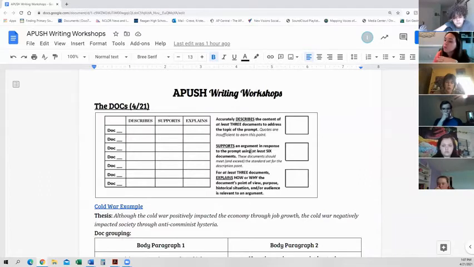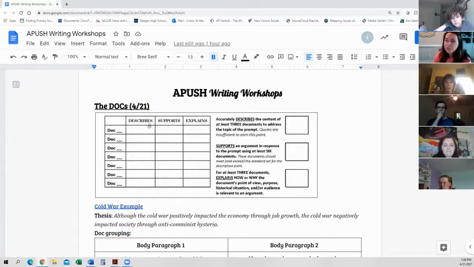Okay. So if we zoom in on how the documents can earn you points, the most difficult point to earn is the supports point. I think maybe 2 students on the Cold War DBQ earned the supports point, which is this middle one. It's difficult, especially if you struggle with the thesis statement. And this is why I really wanted to do a writing workshop on it today, because obviously that's somewhere where we need to improve.